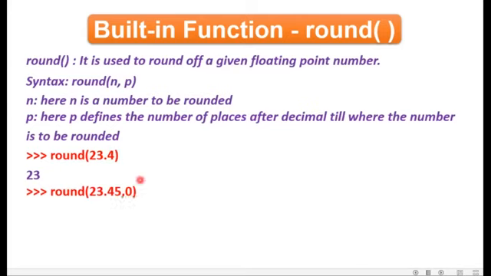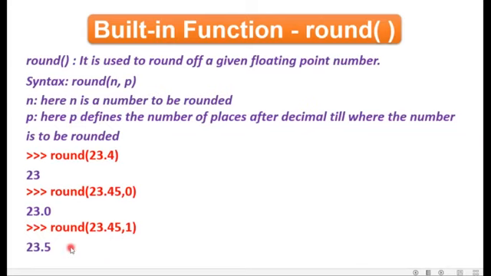Another example, if I say round 23.45 comma 0. Now here I have passed two arguments. That means the number which is to be rounded off, and the second argument as 0. That means 0 decimal places I want. Okay, so I'll get the result in this way. Another example, round off 23.45 comma 1. Now I want one decimal place after my number. Okay, so it is going to return me 23.5.